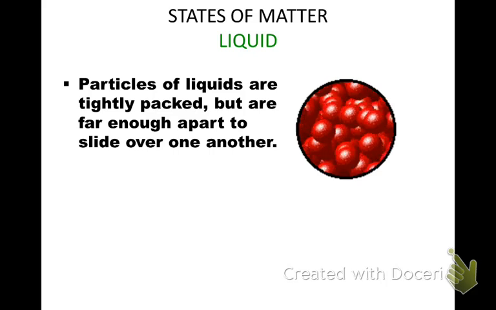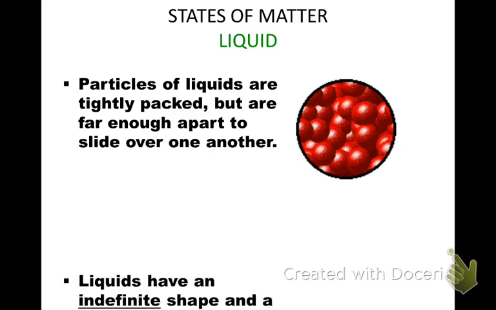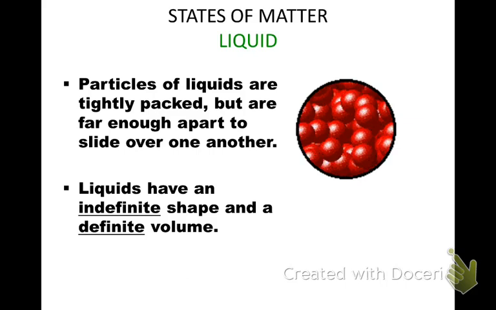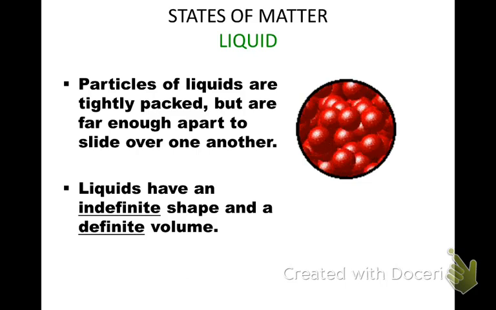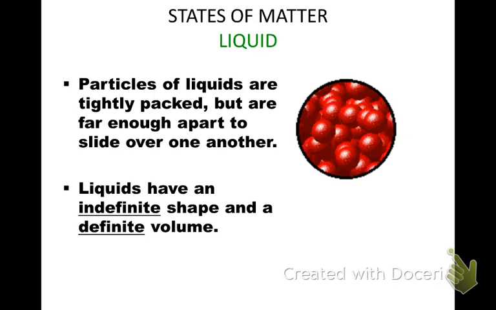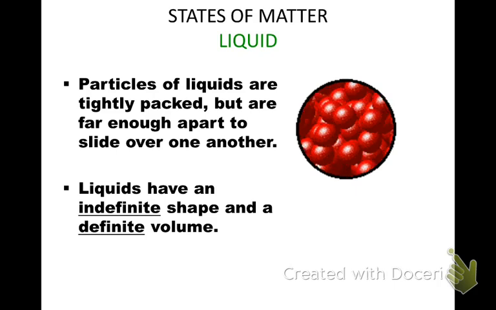Now, liquids have an indefinite shape and a definite volume. So their volume is always the same, but depending on what you pour them into, they take the shape of the container. Okay, so take those notes again. Liquids have an indefinite shape and a definite volume. So 500 milliliters of water will always be 500 milliliters of water, but its shape will change depending on, obviously, where you throw it. You all pretty much have experienced that.